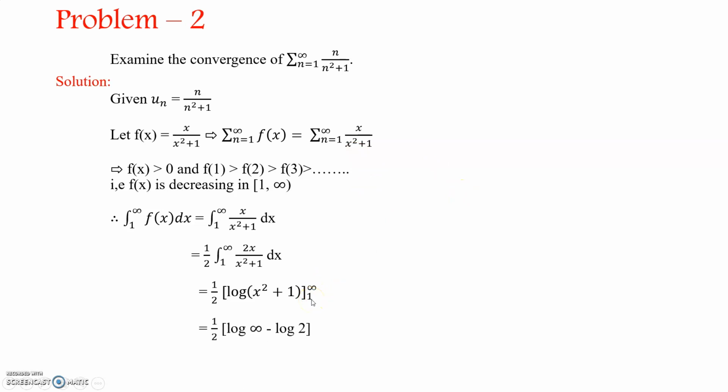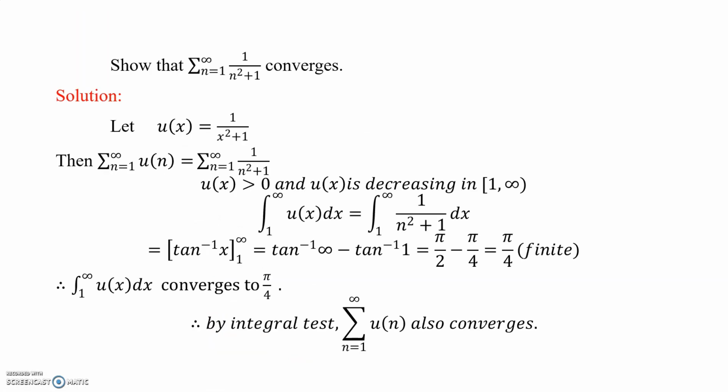Now applying the limit, if you apply the upper limit, you will get log infinity, minus, if you apply the lower limit, you will get log 2. So log infinity minus log 2 will give an infinite value. That is, the integral value of f of x dx is infinite, then the series is called a divergent series. By the integral test, summation un is also divergent.